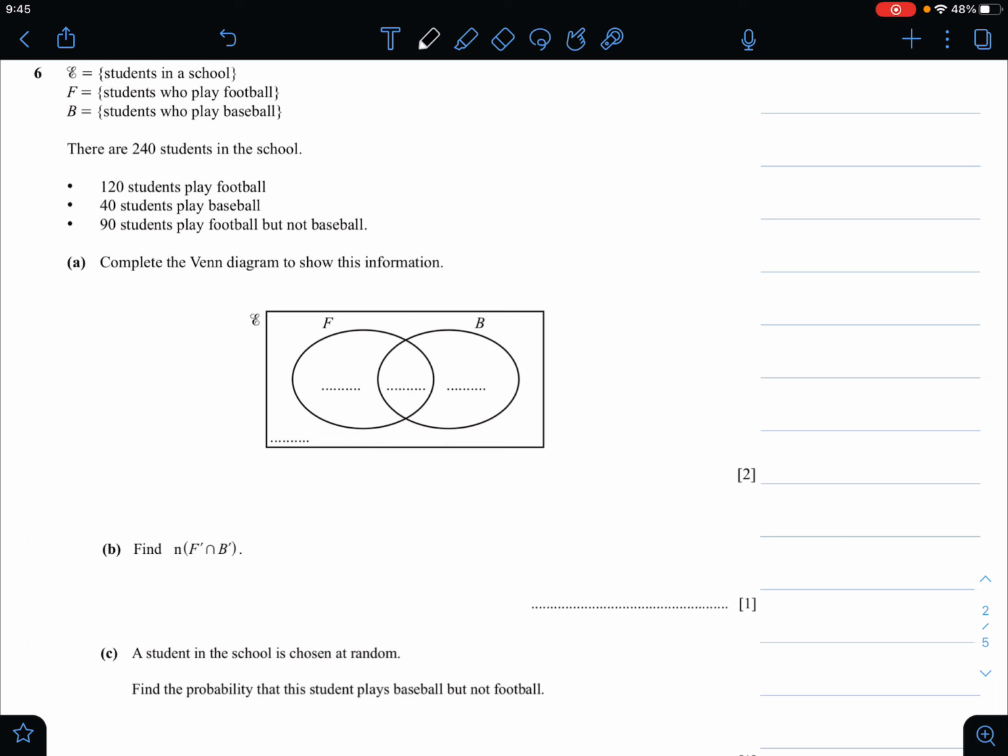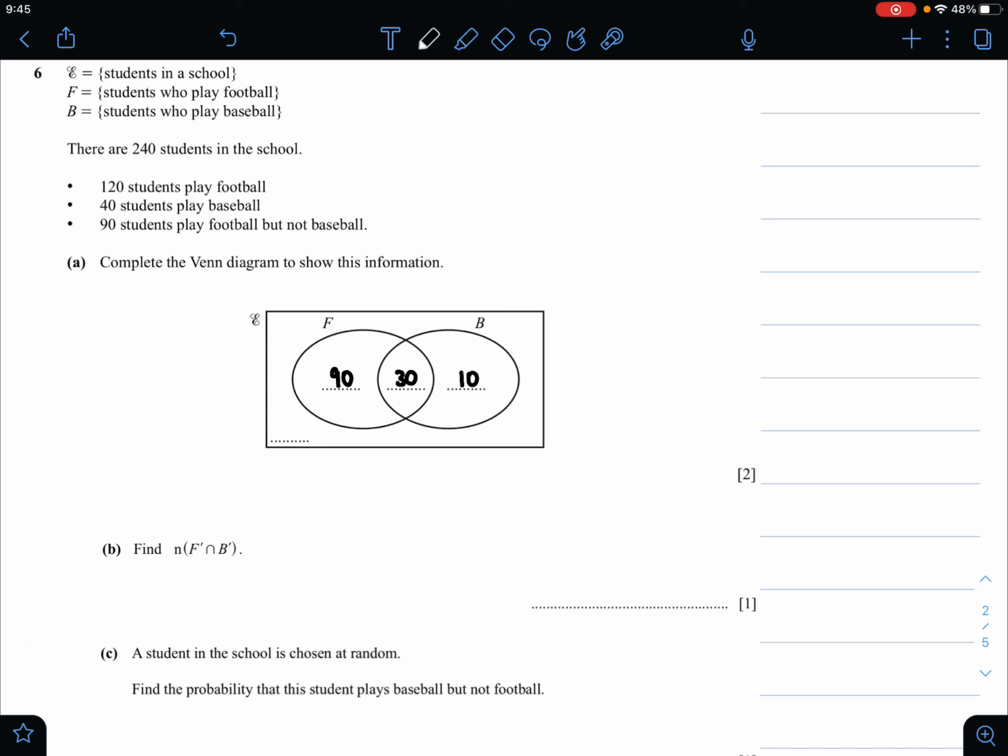So we can say that 90 students would play only football. And in the first line they've told us 120 students play football. So that means that the common part would be 120 minus 90, which is 30. Now for baseball, they told us that 40 students play baseball. Therefore, we have to subtract 30 from it because 30 is the common part. The 30 is the number of students who play both sports. So 40 minus 30 is equal to 10.